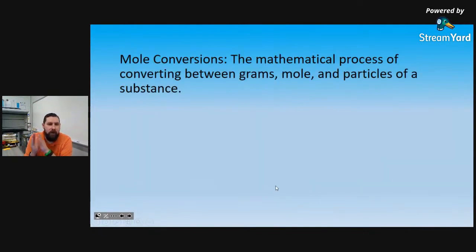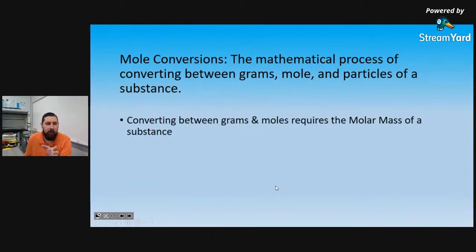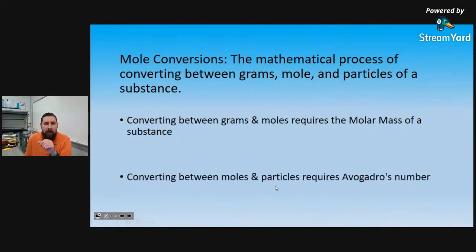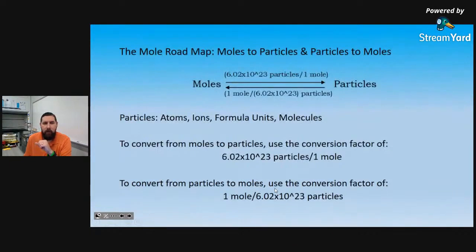To get you back into it, just a quick reminder that mole conversions is just the mathematical process of converting between grams, moles, and particles of a substance. Again, when we go grams to moles or moles back to grams, we're needing that molar mass, which again was covered in a previous video. So if you haven't watched that yet, please go back and do so and learn how to calculate the molar mass of a substance and why it's important. Additionally, when we're going between moles and particles, we're going to be using Avogadro's number. And again, there's a video on that you can go back and watch.